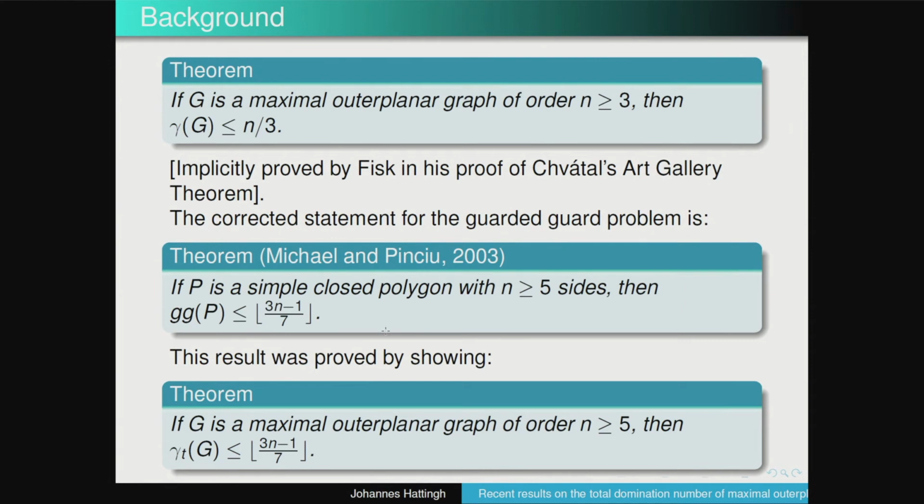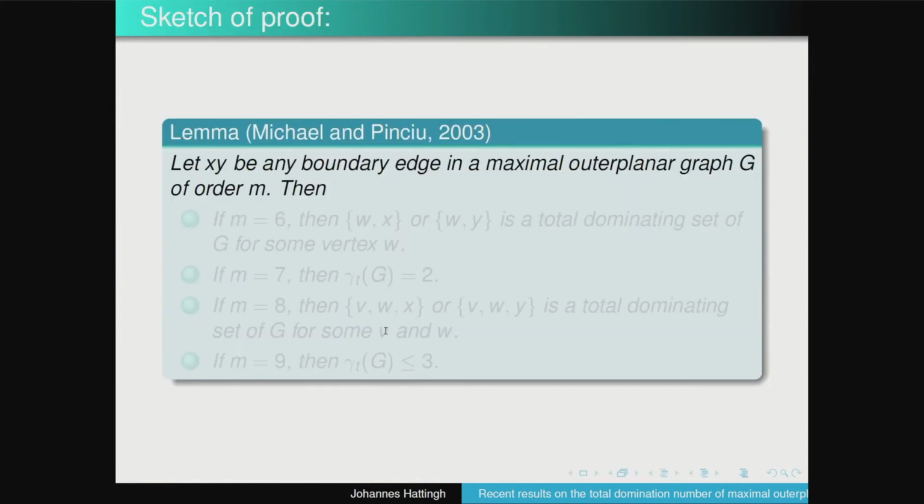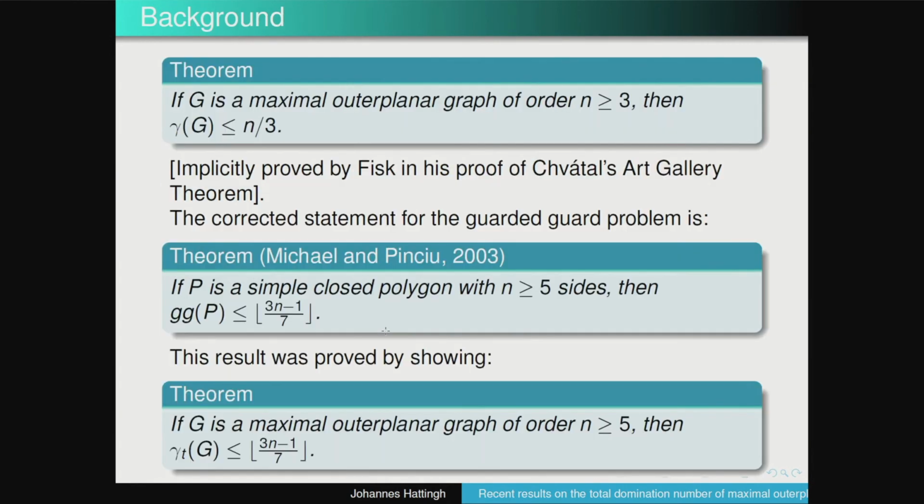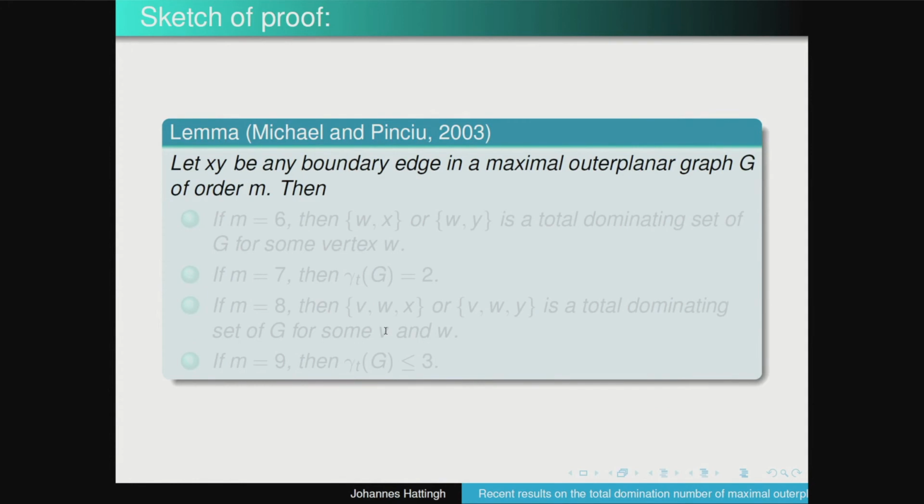So they obviously tried to break it into triangles again. They triangulated the graph or the polygon, and then they did a short induction proof. And how does that work? For example, they looked at all the small cases. So the result is now it's at most the floor of 3n minus 1 over 7. They looked at a few small cases to set up the induction.